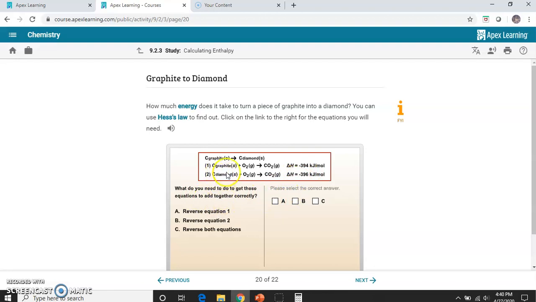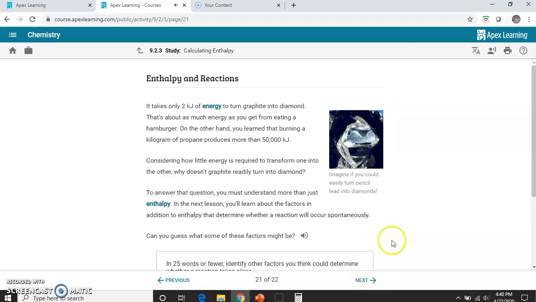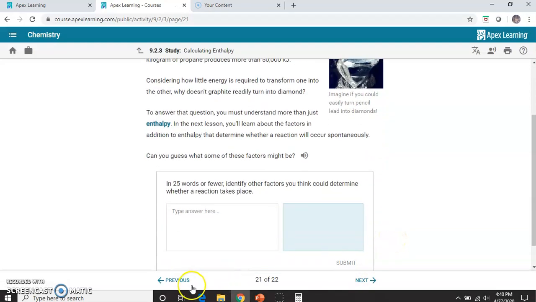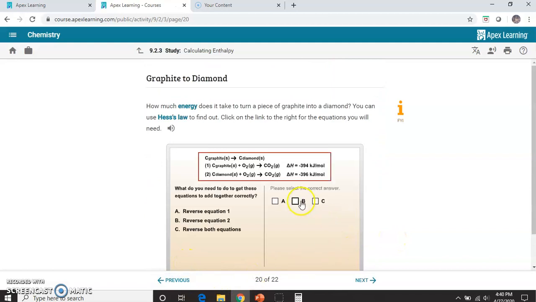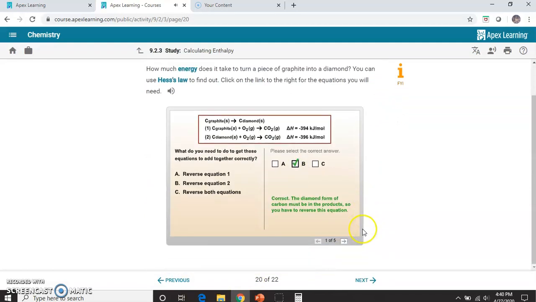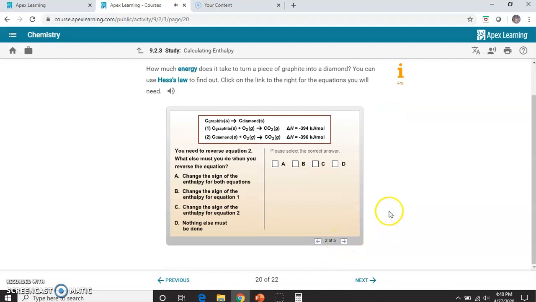Well, diamond's on this left side right now, and it doesn't need to be. We want it on the right side. So you need to reverse equation 2 first. Okay. I went ahead, sorry. So reverse equation 2. Correct, the next one. Okay. Then what we do when we reverse it, what did we always say? When you do something to the equation, you have to also change it over here. So when I reversed it, I now need to change the sign of the enthalpy for equation number 2. So I think it's C, if I'm reading it correctly.